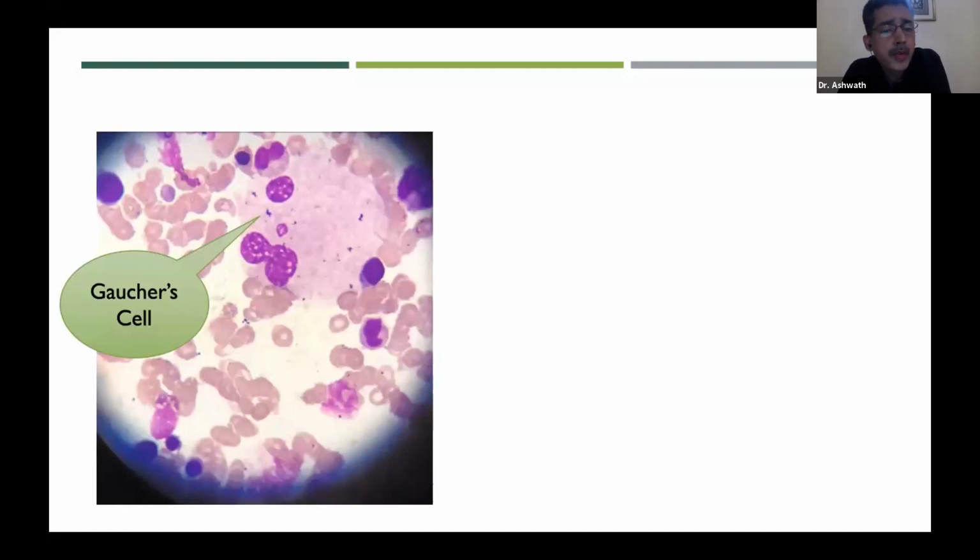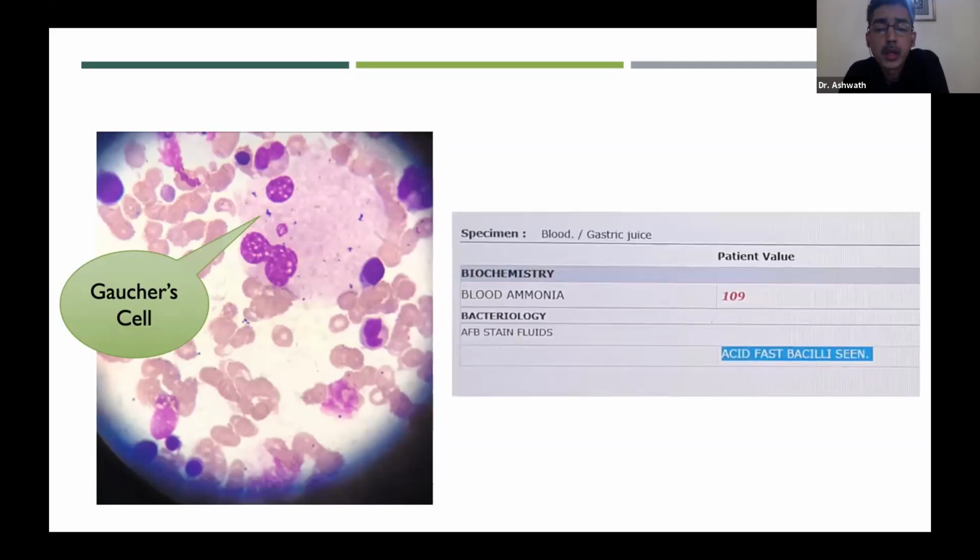Right, so how could we explain the crepitations and the fever and breathlessness? We also had done gastric lavage for AFB because of the failure to thrive, and we know that tuberculosis can affect the bone marrow. And lo and behold, we also saw acid fast bacilli in the gastric lavage, right?